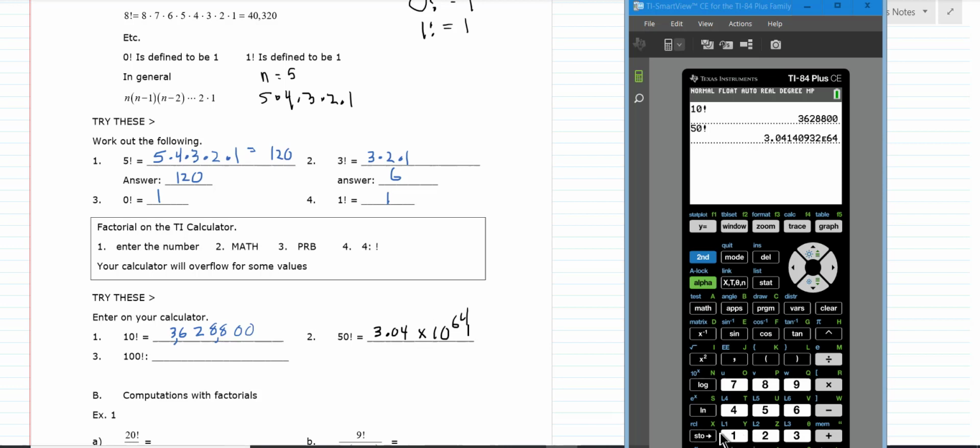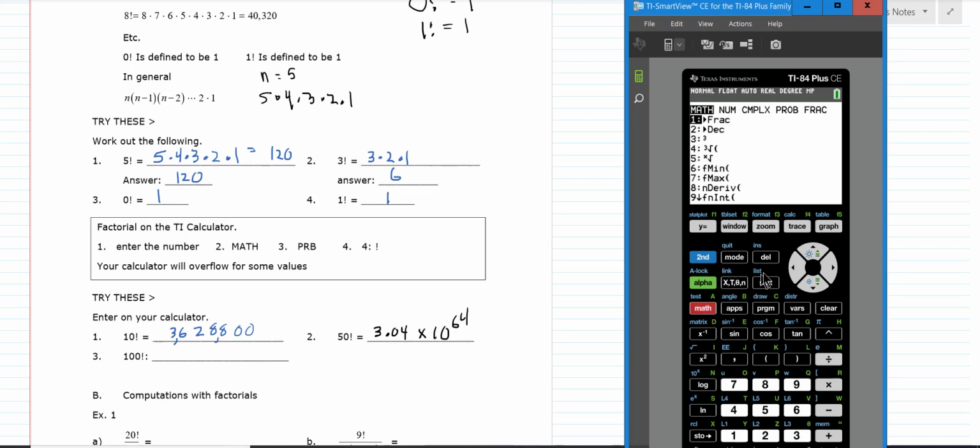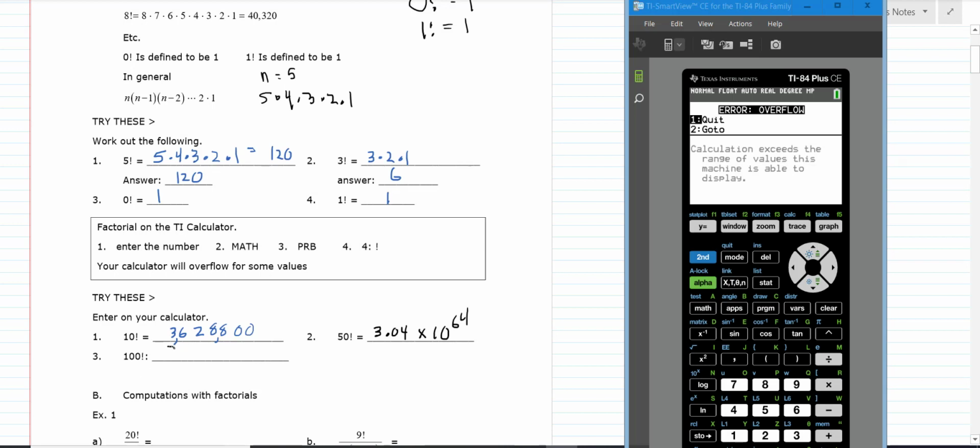Okay, now let's do 100 factorial. All right, give this a try and I'll show you what happens. So we go 100, and then again we go math, PROB, option 4, and look what happens. You overflow. The answer is not overflow; it's just that we don't know what the answer is. You'd have to have a much more powerful computer to work that out. A supercomputer could figure that out. So yes, that does overflow the calculator, so you can't do that.